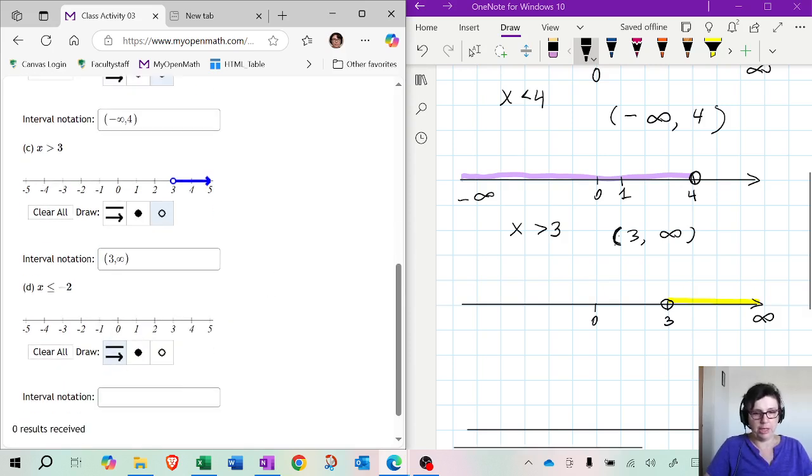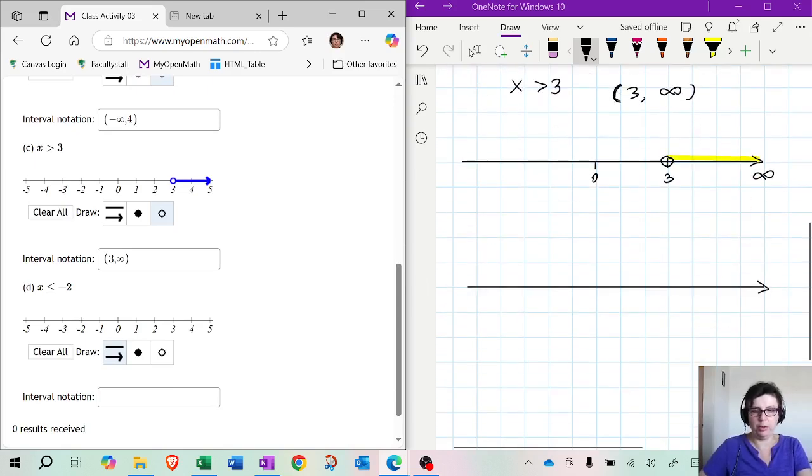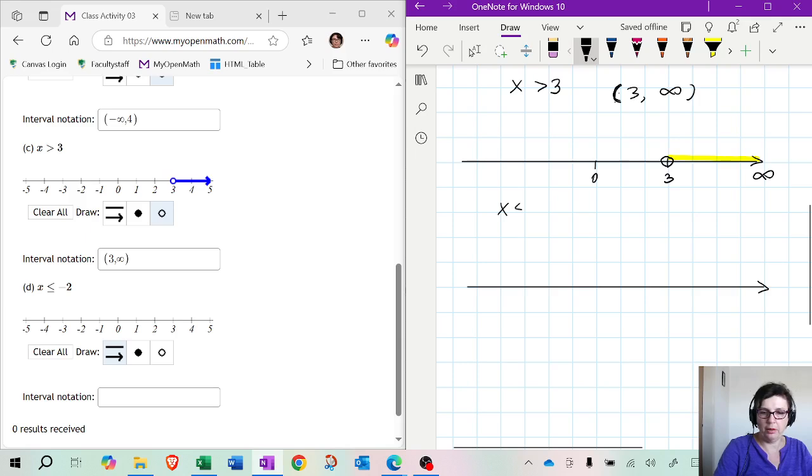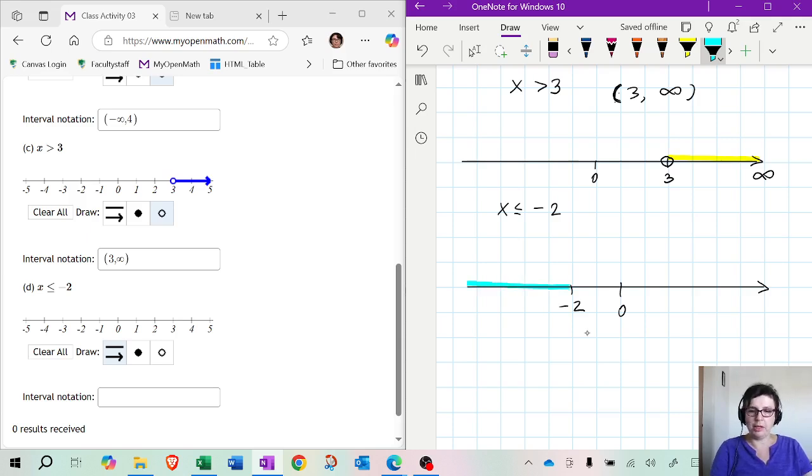Okay, the last case is x less than or equal to -2. So it does look like an L, so that's less than. Let's say 0 will be over here, -2 would be over here. So you want to shade to the left of -2. And then you have to decide, what about -2 itself? Should I include it or not? Well, because this is less than or equal to, -2 itself is also included. So this would be a solid dot.